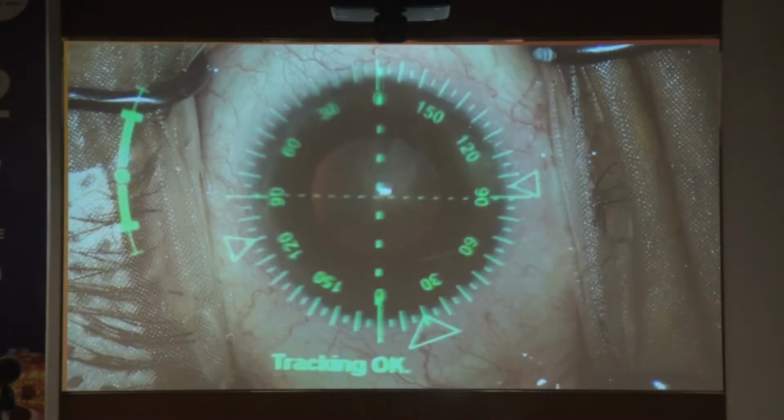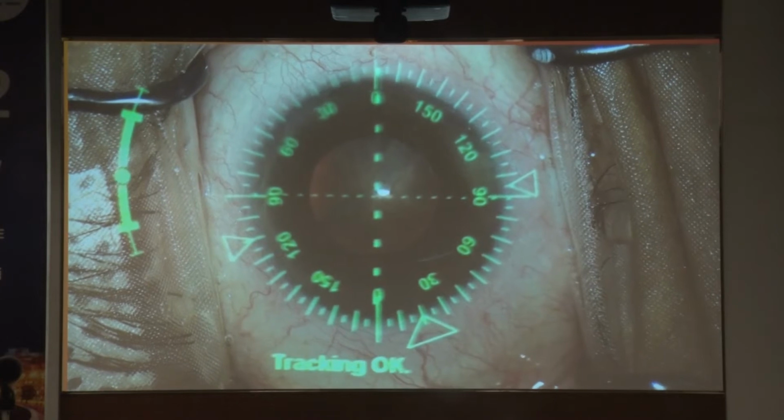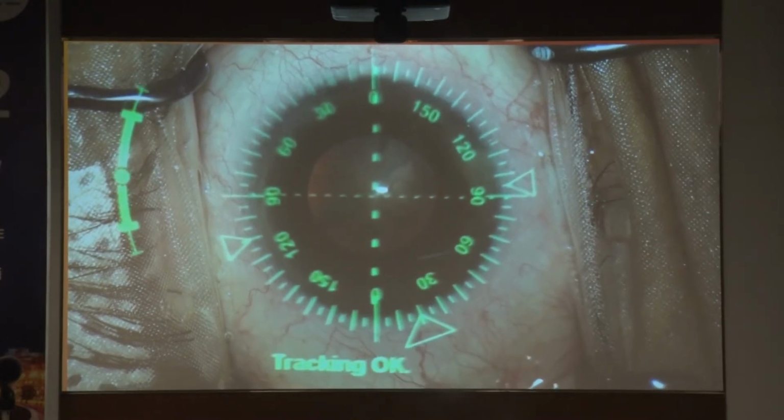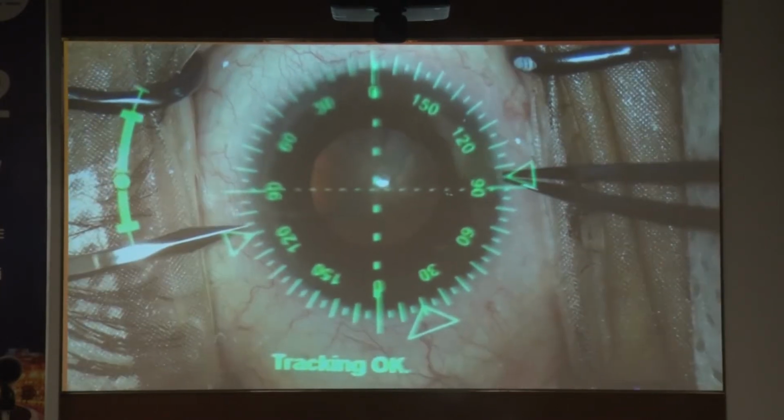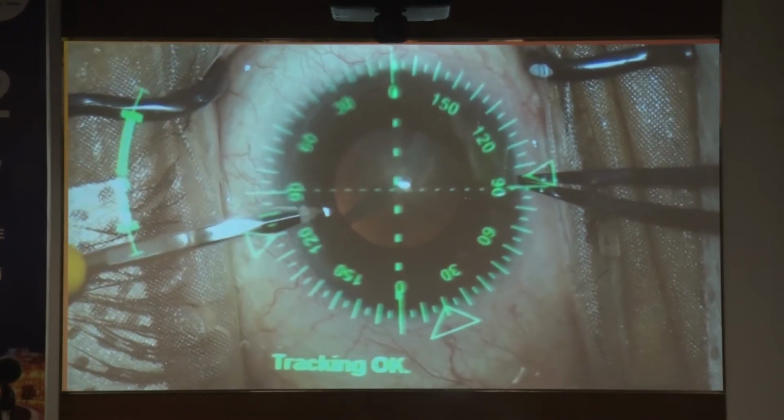Now, here is a case of, again, a small pupil. This case was a person who was taking tamsulosin. He was taking Urimax for his benign prostatic enlargement. And I'm using the Varion because I'm using a thing over here. And here again, the strategy is the same.